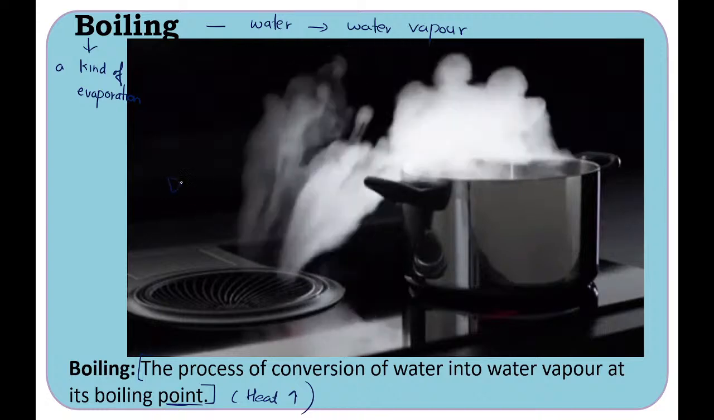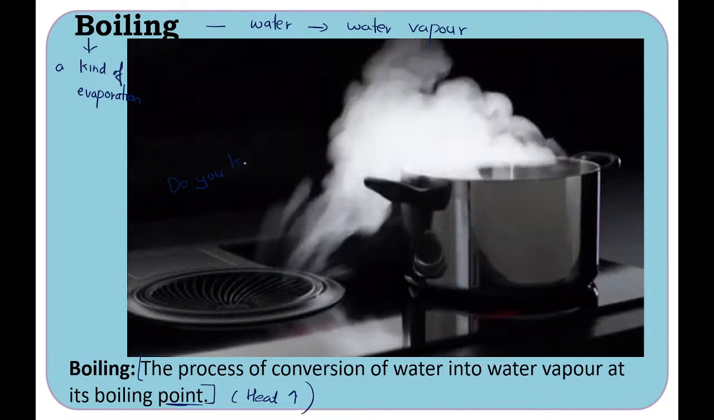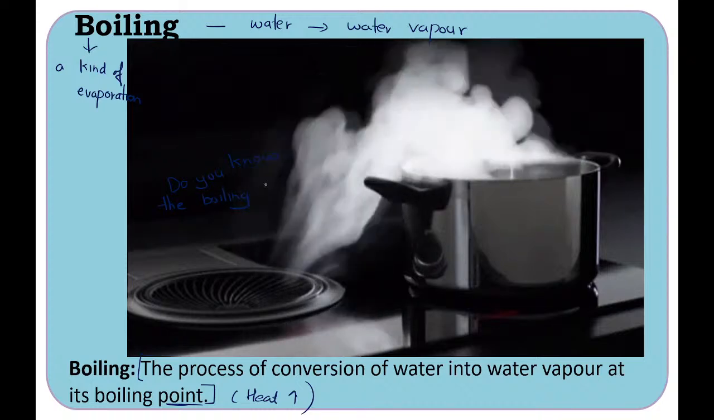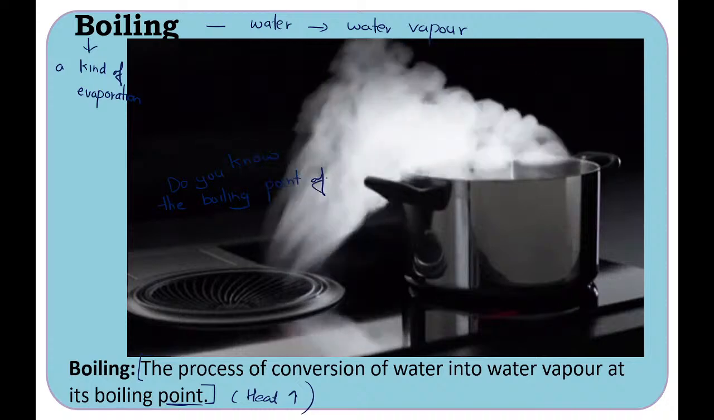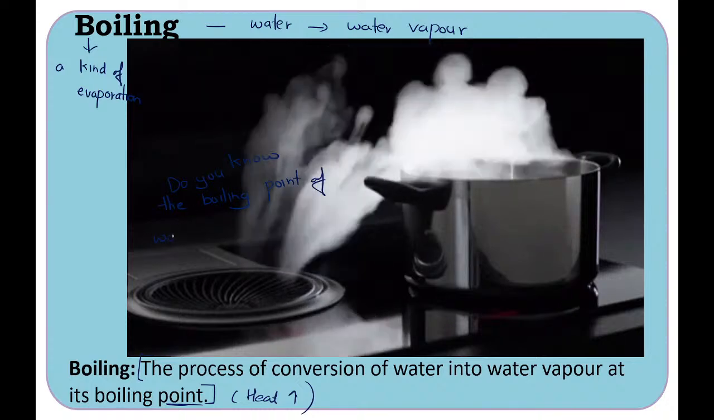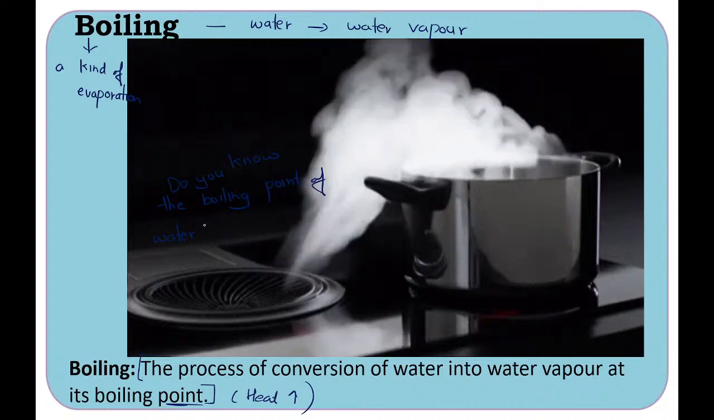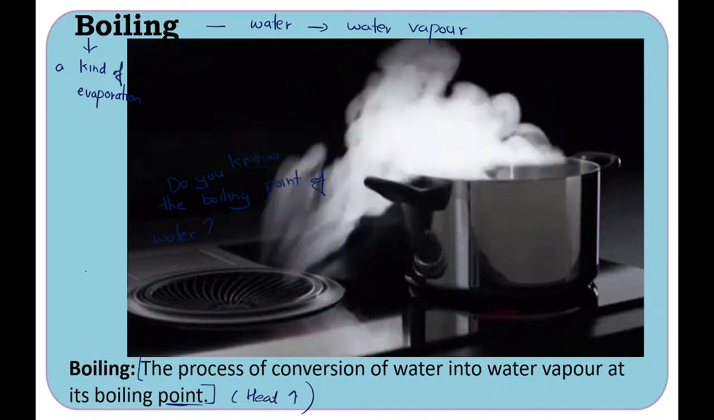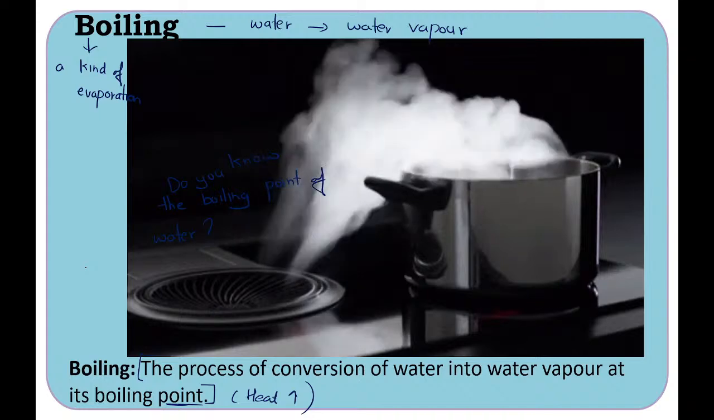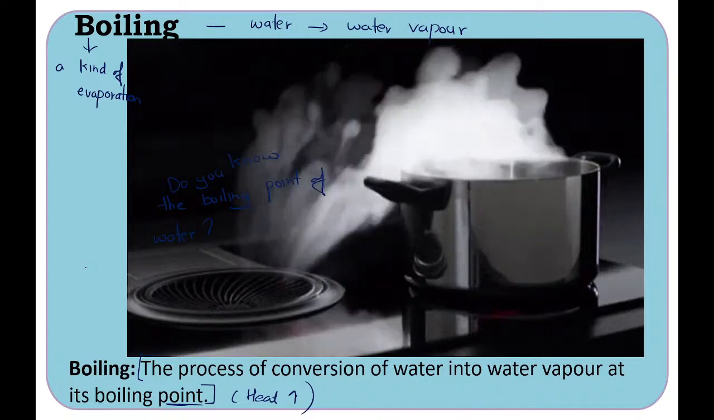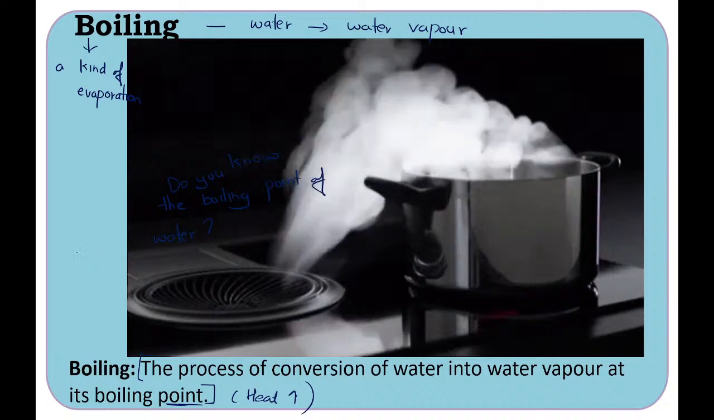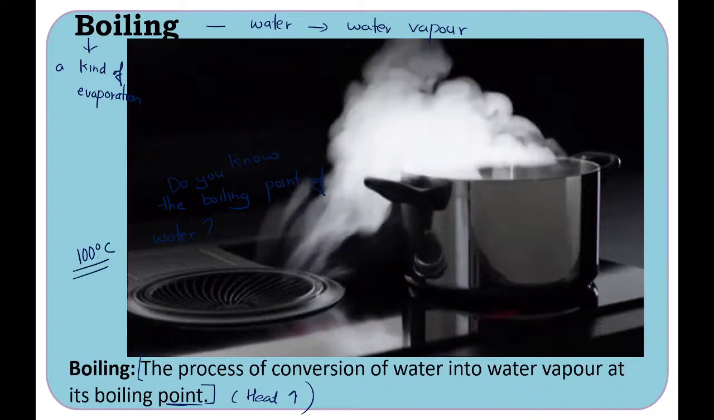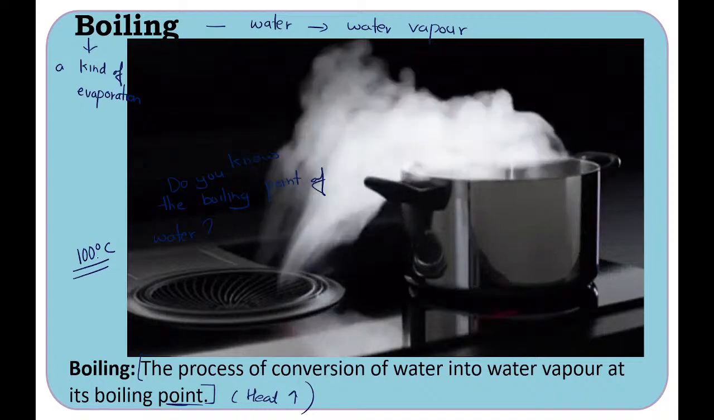Do you know the boiling point of water? You can use the chat box. What is the boiling point of water? At what temperature does water start boiling? There has to be some temperature at which the water is going to start boiling and get converted into water vapor, right? The temperature is 100 degrees Celsius. Yes, Viraj is absolutely correct. The boiling point of water is 100 degrees Celsius.